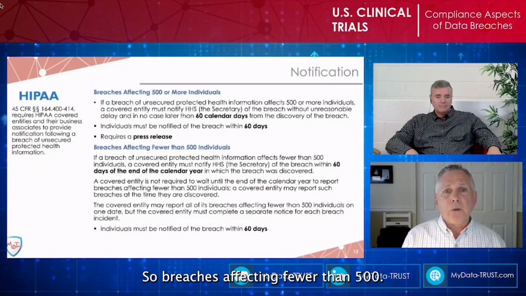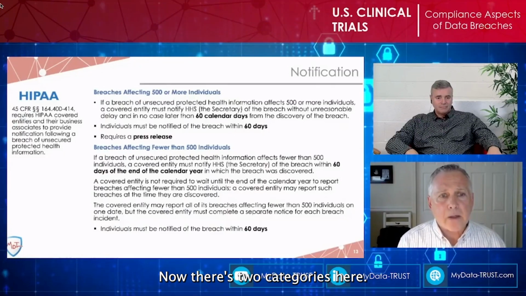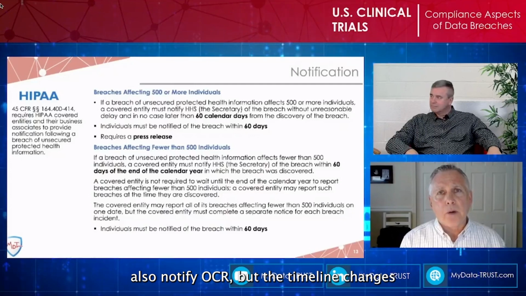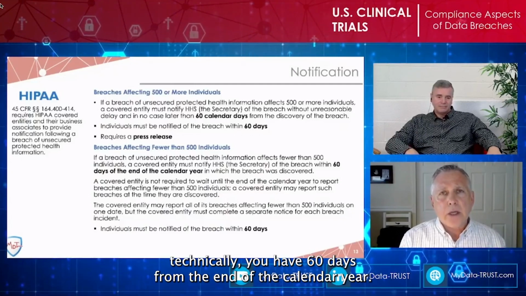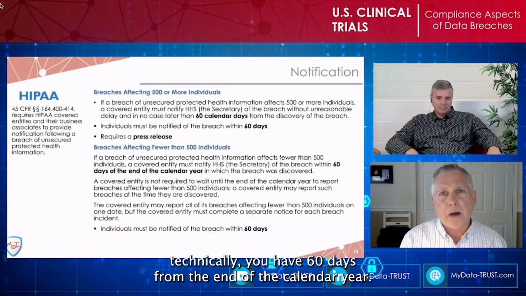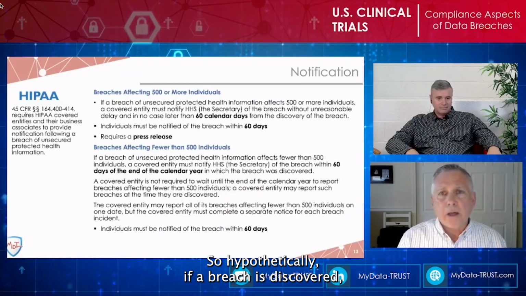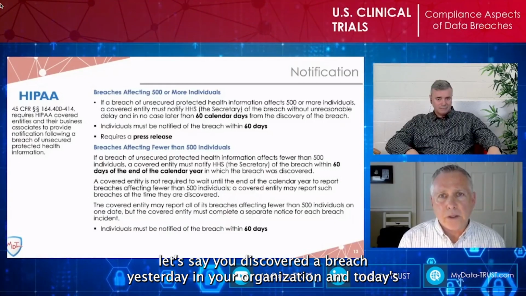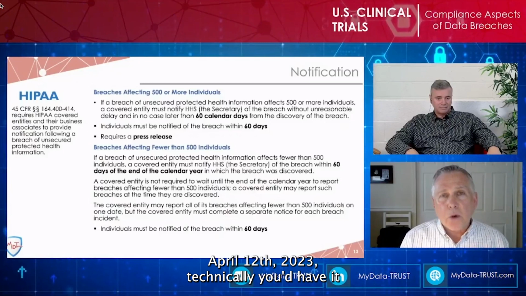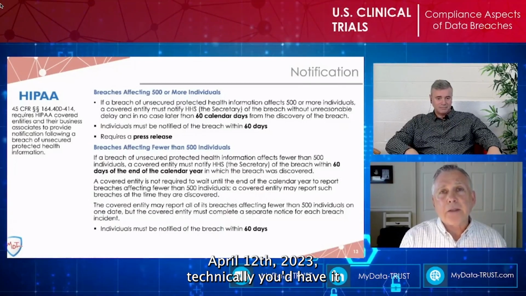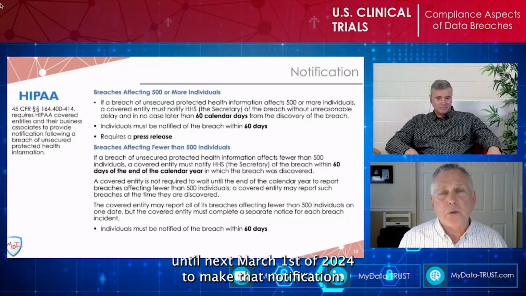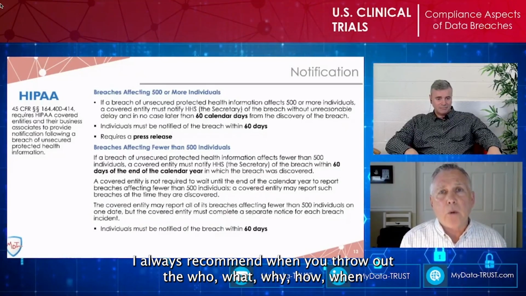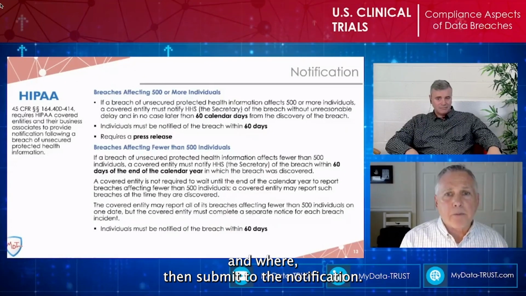So for breaches affecting fewer than 500, you also have to notify OCR, but the timeline changes. Technically, you have 60 days from the end of the calendar year. Hypothetically, if you discovered a breach yesterday in your organization, and today is April 12th, 2023, technically you'd have until next March 1st of 2024 to make that notification. I always recommend that when you figure out the who, what, why, how, when, and where, then submit the notification.